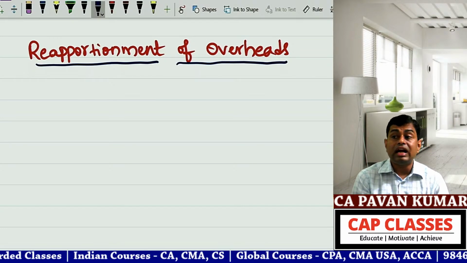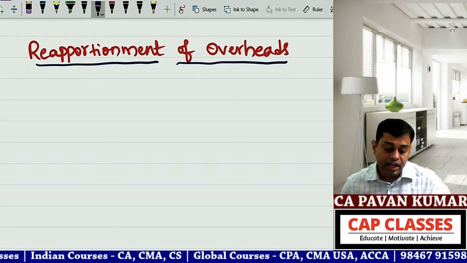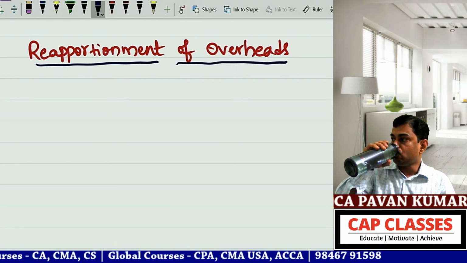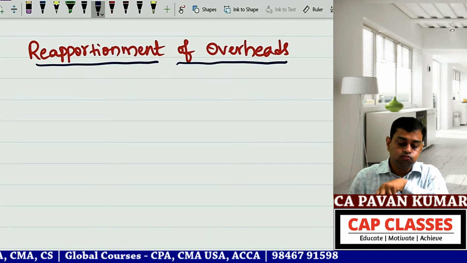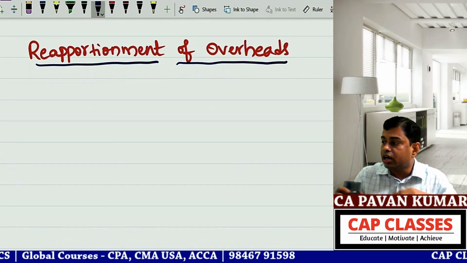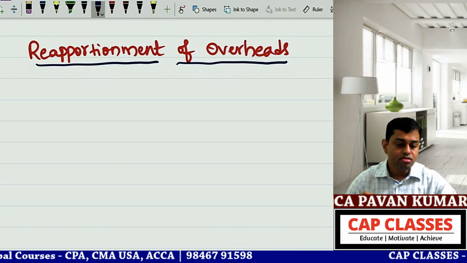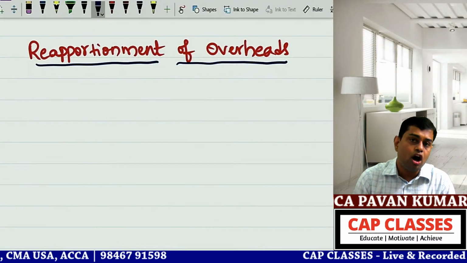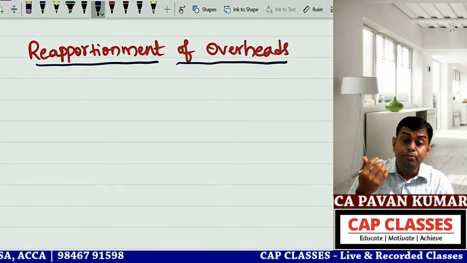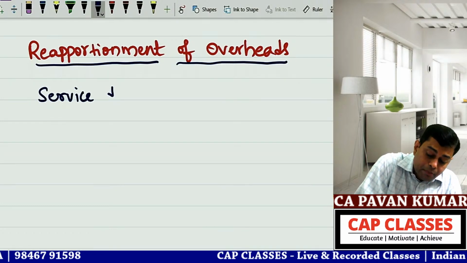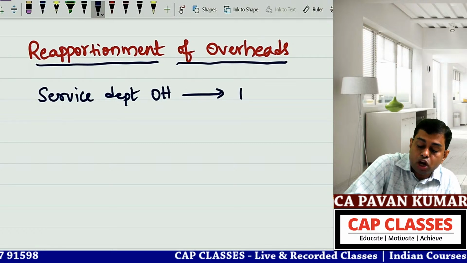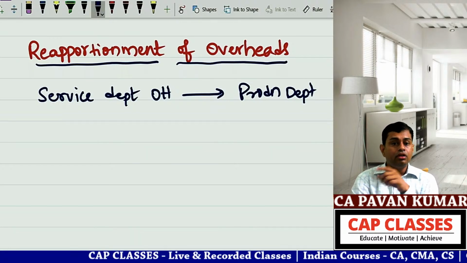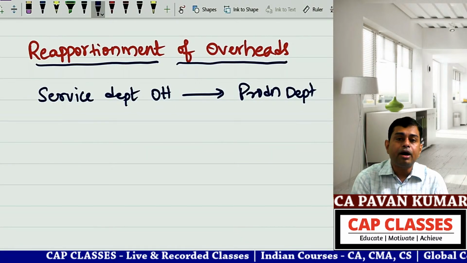Reapportionment or redistribution of overheads refers to distribution of service department overheads to production departments.